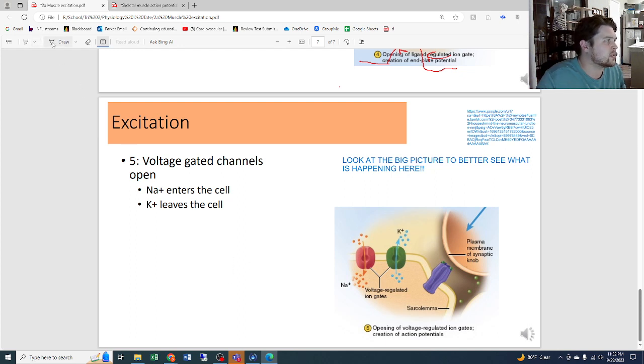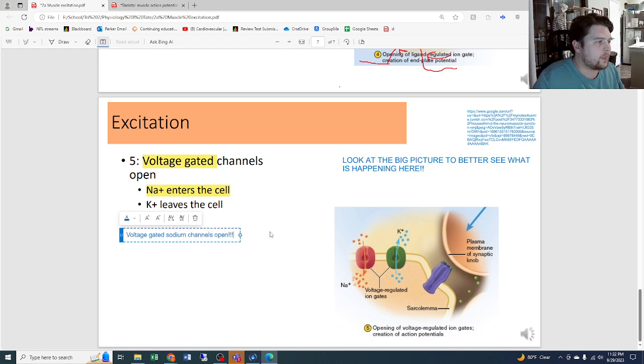The big one that we really want to focus on is this sodium channel. These voltage-gated sodium channels. And I would honestly write it like this: voltage-gated sodium channels open due to the spread of cations from the ligand, I would even call it from the acetylcholine ligand-gated cation channels at the motor end plate.